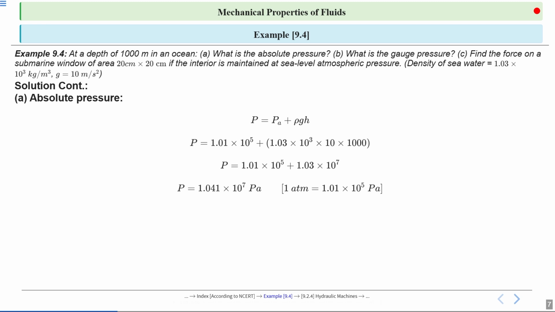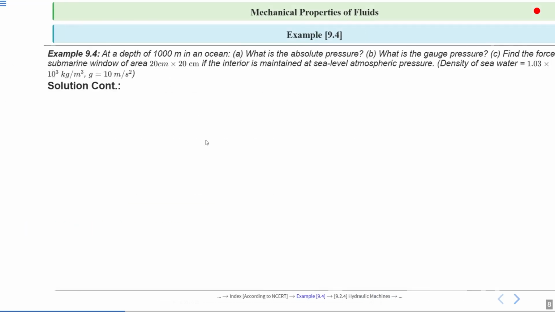As we know, 1 atm equal to 1.01 into 10 raised to the power 5 Pascal. So pressure at this depth is about 104 atmospheres. All right.